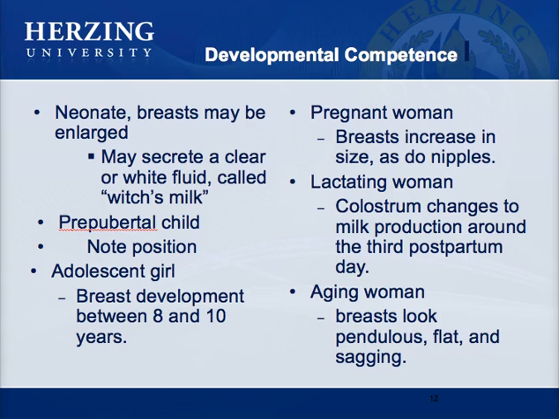Aging women, on inspection, breasts look pendulous, flat, and sagging. Nipples may be retracted but can be pulled outward. On palpation, breasts feel more granular. Terminal ducts around nipple feel more prominent and stringy. Thickening of the inframammary ridge at lower breast is normal and feels more prominent with age.